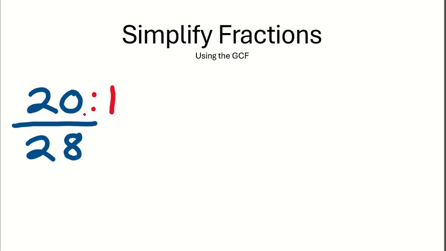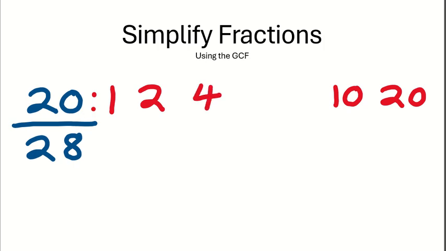1 times 20 is 20. 2 times 10 is 20. 3 won't go into 20 evenly, but 4 will. 4 times 5 is 20. And now we move down to 28, because that's all the factor pairs for 20.